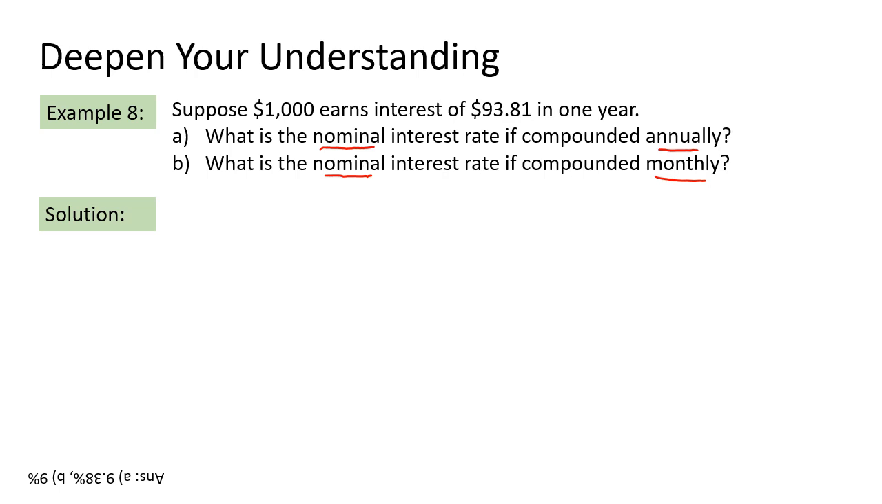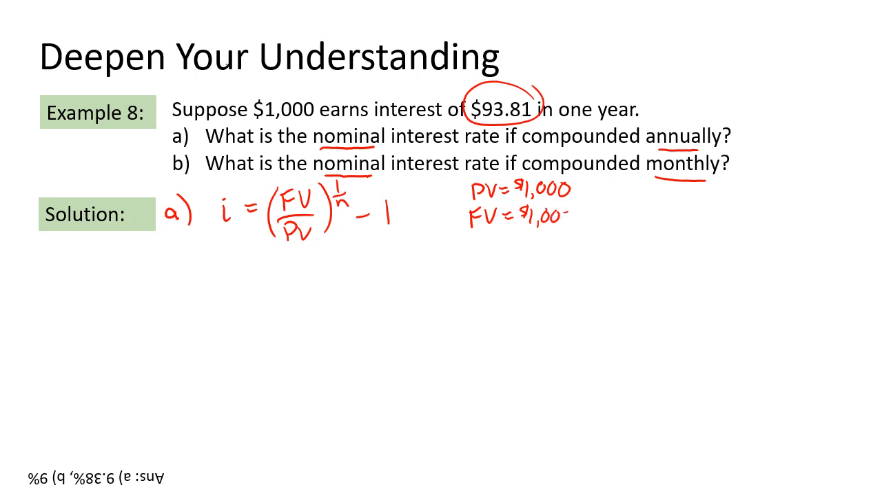Okay, so I'm going to start with our formula. Let's start by writing, this is part A. I is equal to our future value divided by our present value, the exponent 1 divided by m, minus 1. So what do we know here? We know our present value is $1,000. And we were given the amount of interest we earned in the 1 year period, which means we can take our future value of $1,000 plus the interest we earned, right?